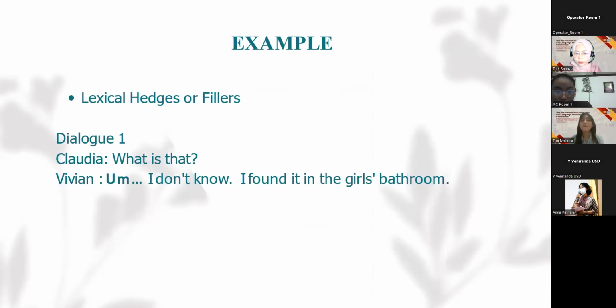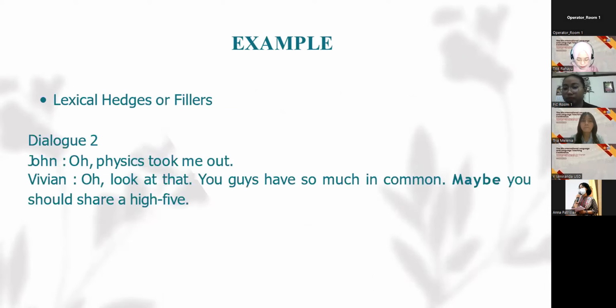Okay, this is the example of lexical hedges or fillers. Like I said before, lexical hedges or fillers mean we give a pause when we are speaking because we are not sure, or we are uncertain about what we are going to say. For example, the word "like" or like that. And then the word "maybe" is also a part of lexical hedges because it can soften the words or the sentences.